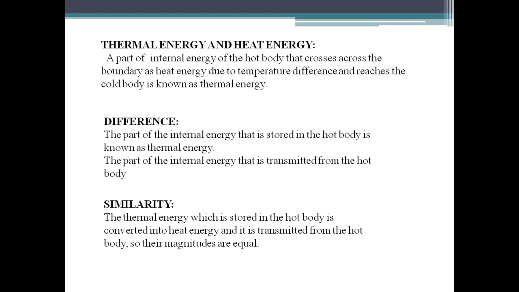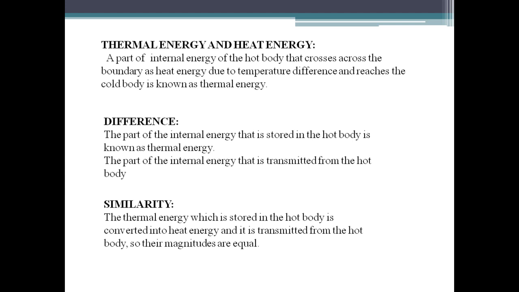Now we can say the transferred form of internal energy is known as heat energy, and the heat energy which is stored as the part of internal energy in the hot body is known as thermal energy. Otherwise, we can say a part of internal energy of the hot body that crosses the boundary in the form of heat energy due to temperature difference and reaches the cold body is known as thermal energy.